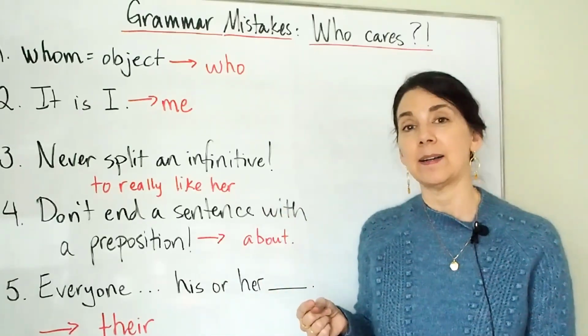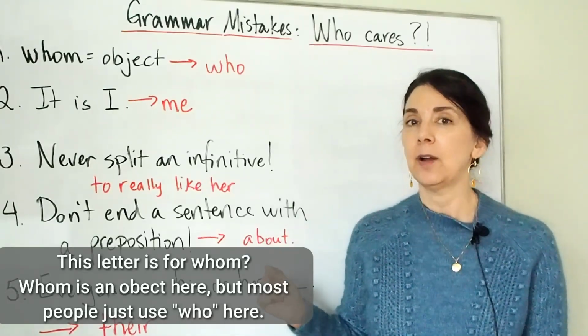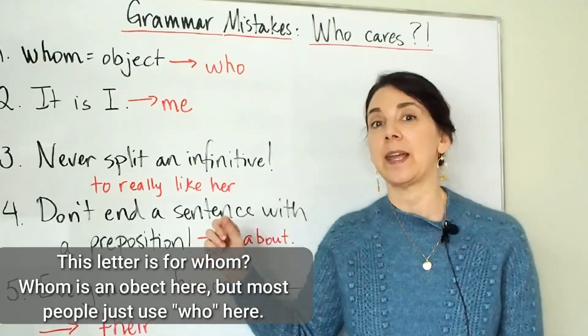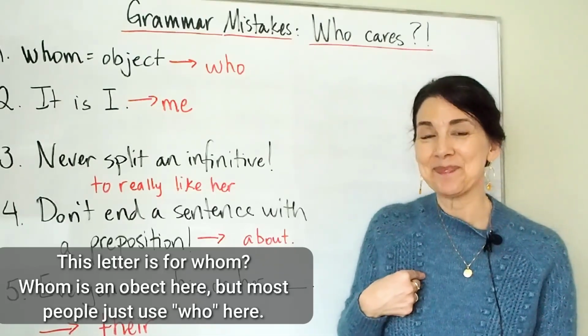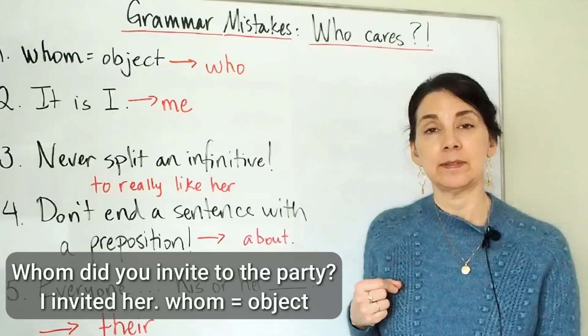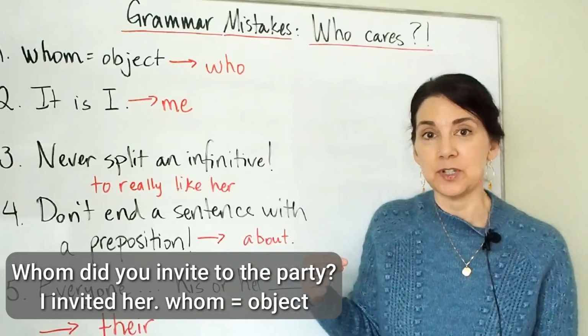But if we ask, this letter is for whom? Whom is the object of the preposition, and we could also say the letter is for me, okay? Or, whom did you invite to the party? I invited her, okay? Object.